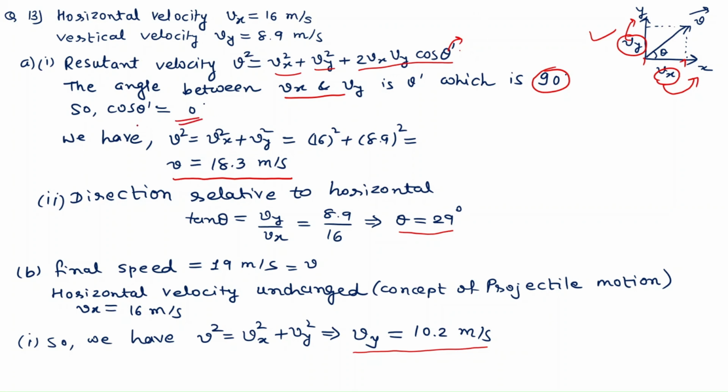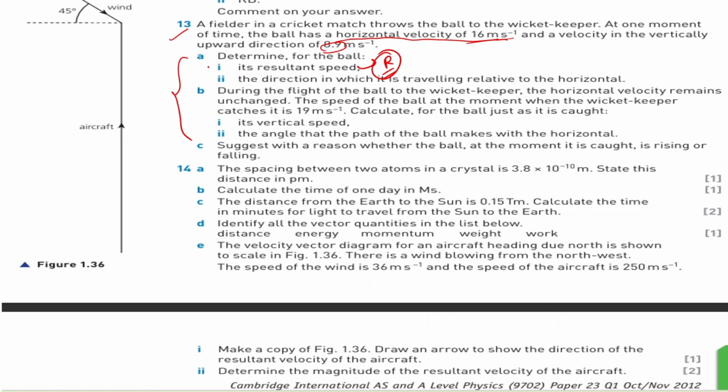Now we get a result like v square is equal to Vx square plus Vy square. Now put the values which are given to us. Vx is equal to 16 and Vy is equal to 8.9. Put these values here and we get the result v equal to 18.3 meters per second. So it is the resultant velocity of the ball. This is the first part.